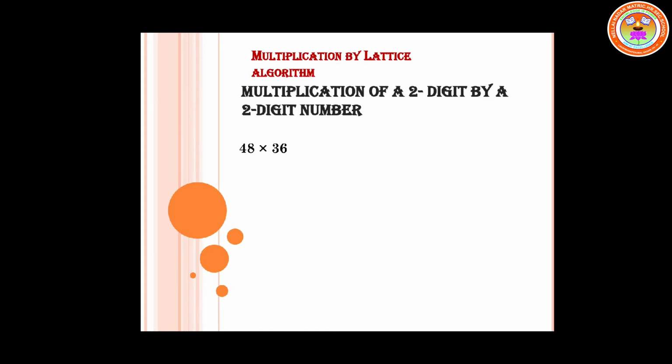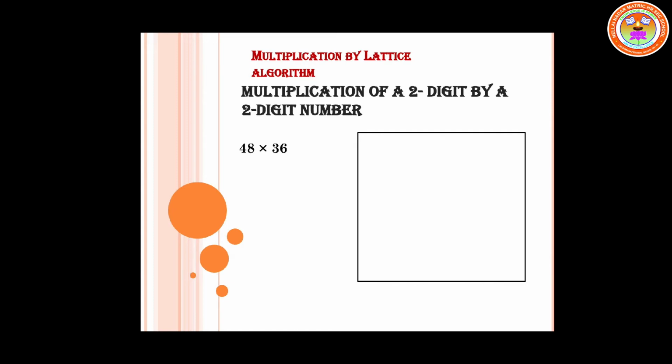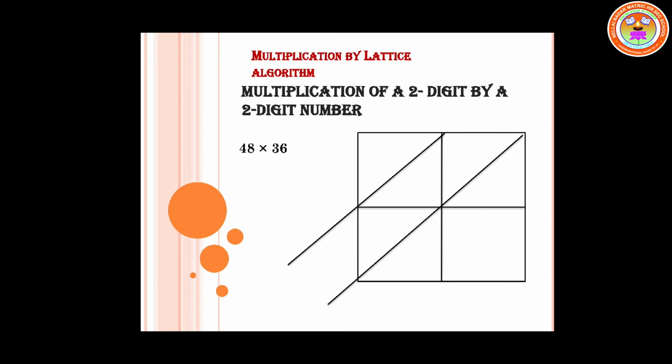We start this lattice algorithm by drawing a square. Now divide the square into 2 halves. Again divide it so that you get 4 squares of equal measure. Now I have to draw diagonals for each square. First I am going to draw the diagonal of the first square. It divides into 2. Next I am going to draw a diagonal for the next squares. So you have 4 equal halves there. And finally the other diagonal that divides into 2 halves. This is called diagonals.